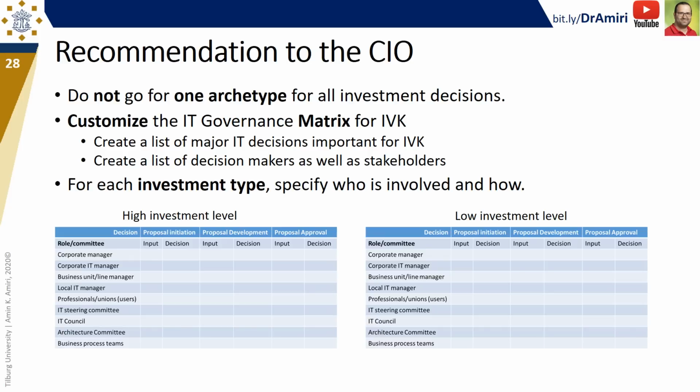So here are my recommendations to Jim Barton. First, I suggest he avoids going for only one archetype for all investment decisions. And I believe that he needs to customize the IT governance matrix for IVK. He needs to create a list of major IT decisions important to IVK and then create a list of decision makers as well as stakeholders. And then for each investment type, Jim Barton can create one matrix and then specify who should provide the input and who should make the final decision. Or he can go for the three-step process for decision making if he wants to.